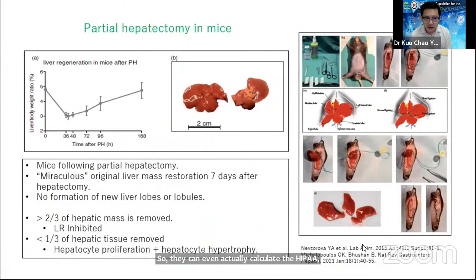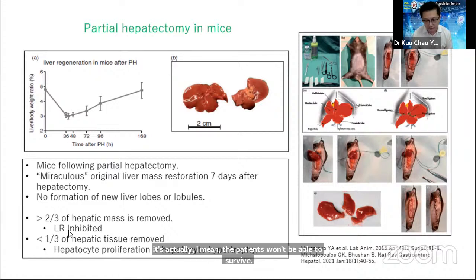So for partial hepatectomy in mice, one of my favorite slides shows that if you resect more than 2/3 of the hepatic mass, liver regeneration is inhibited. Then we have to know that, as a baseline, this liver is cirrhotic. So the 31% remaining is less than 1/3, and the patient won't be able to survive if we proceed with the surgery described.